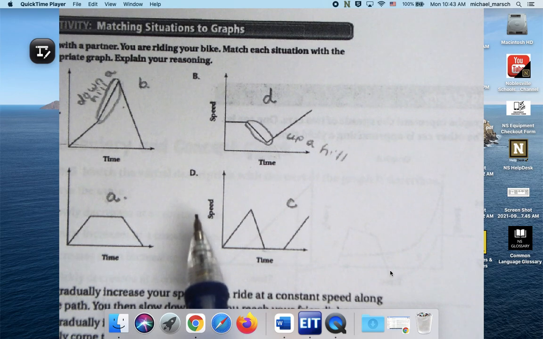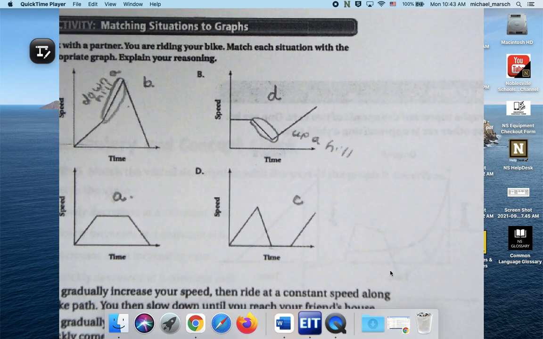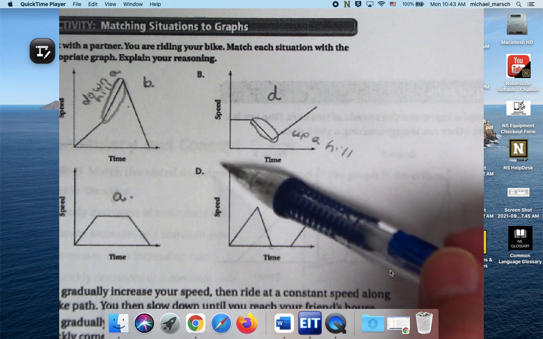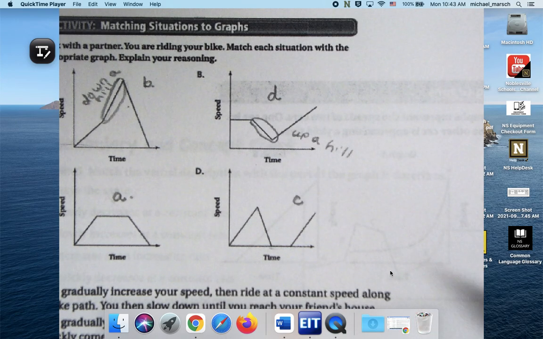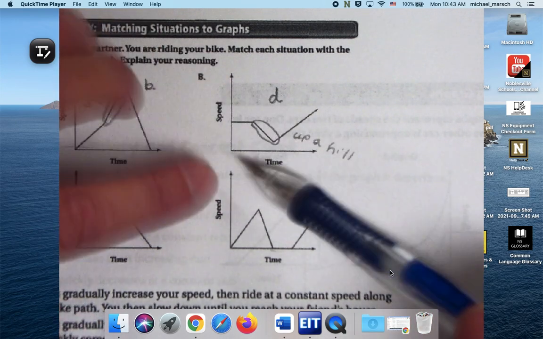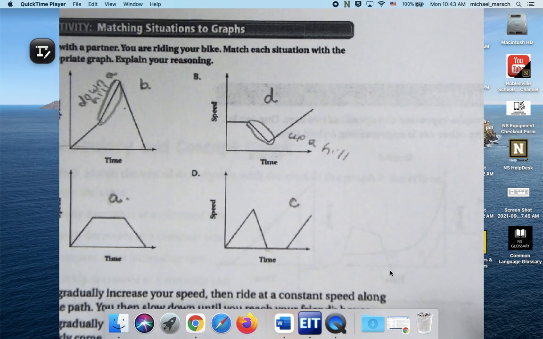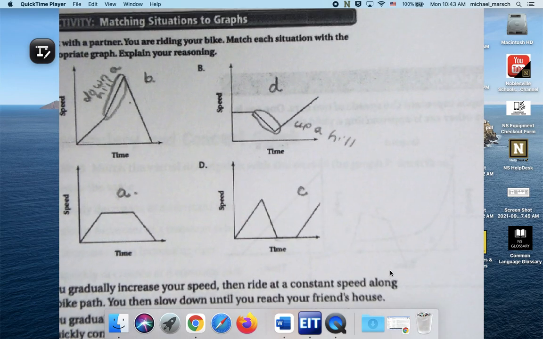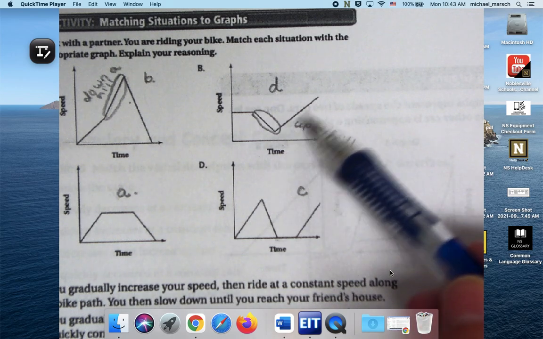What was that, Kyle? It looks backwards, but remember, this is measuring speed, not elevation. Is that the case for all of them? Nope, because if this was measuring elevation, then our graphs would look totally different. But this is just how fast you're going on your bike. And then you gradually increase your speed again.